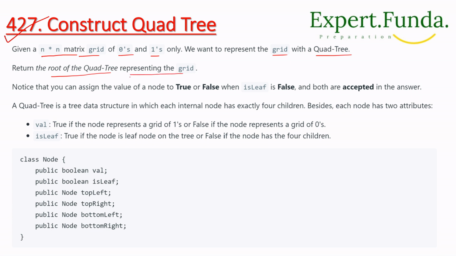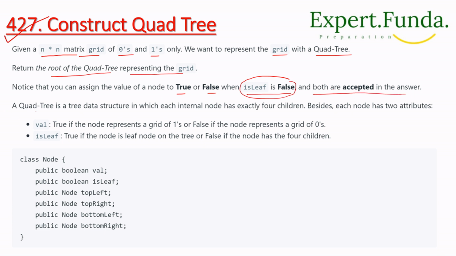Notice that you can assign the value of a node as true or false when isLeaf is false. If isLeaf is false, then we can assign the value of the node as either true or false, and both are accepted in the answer.